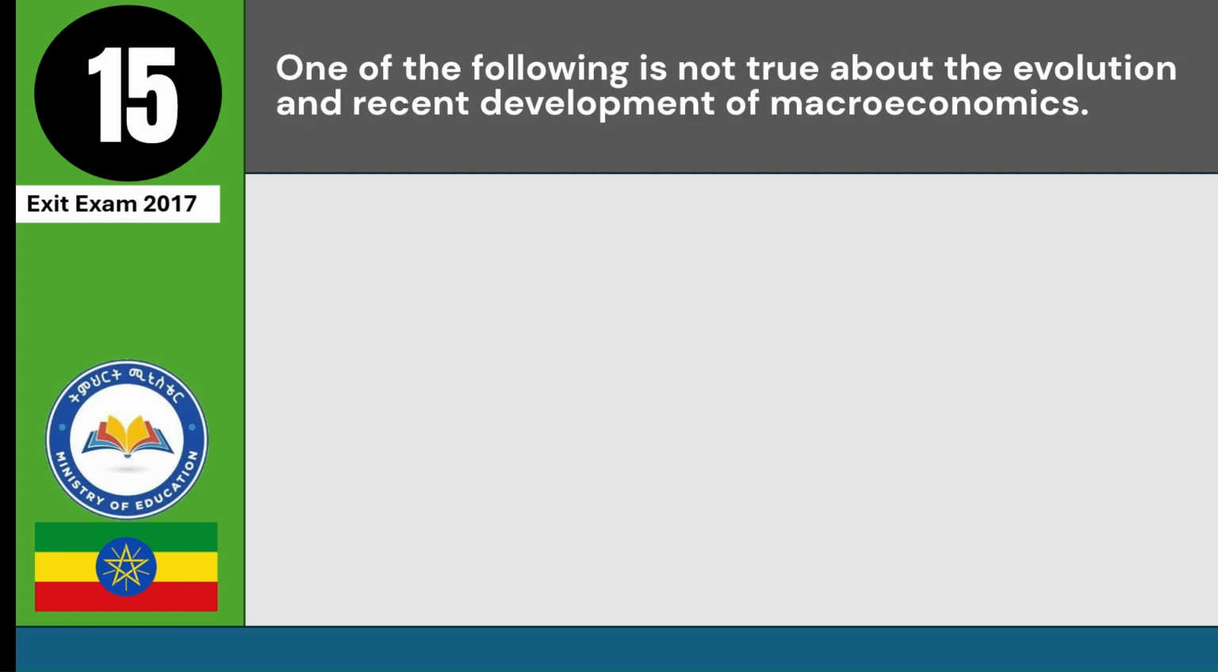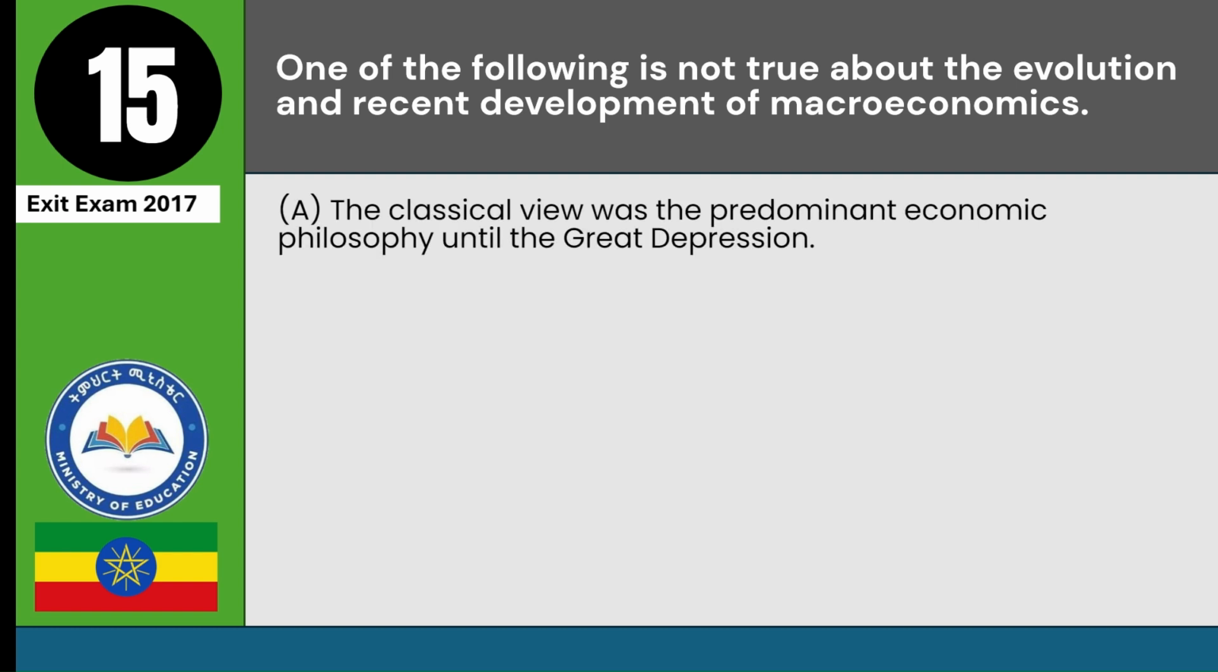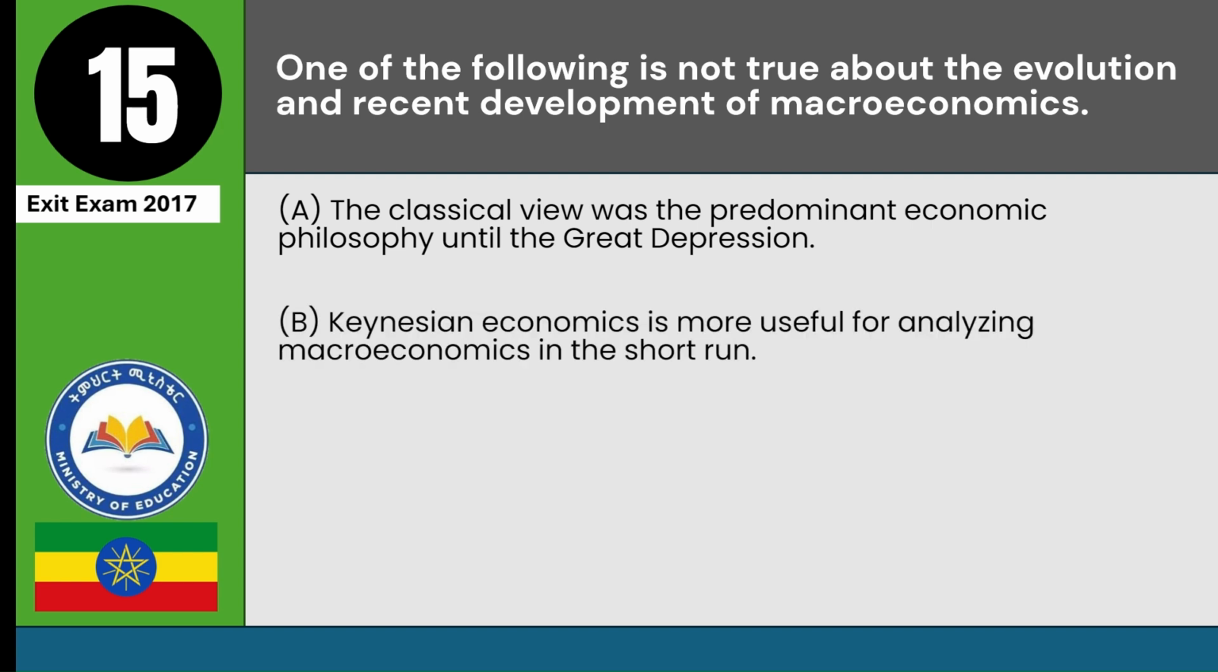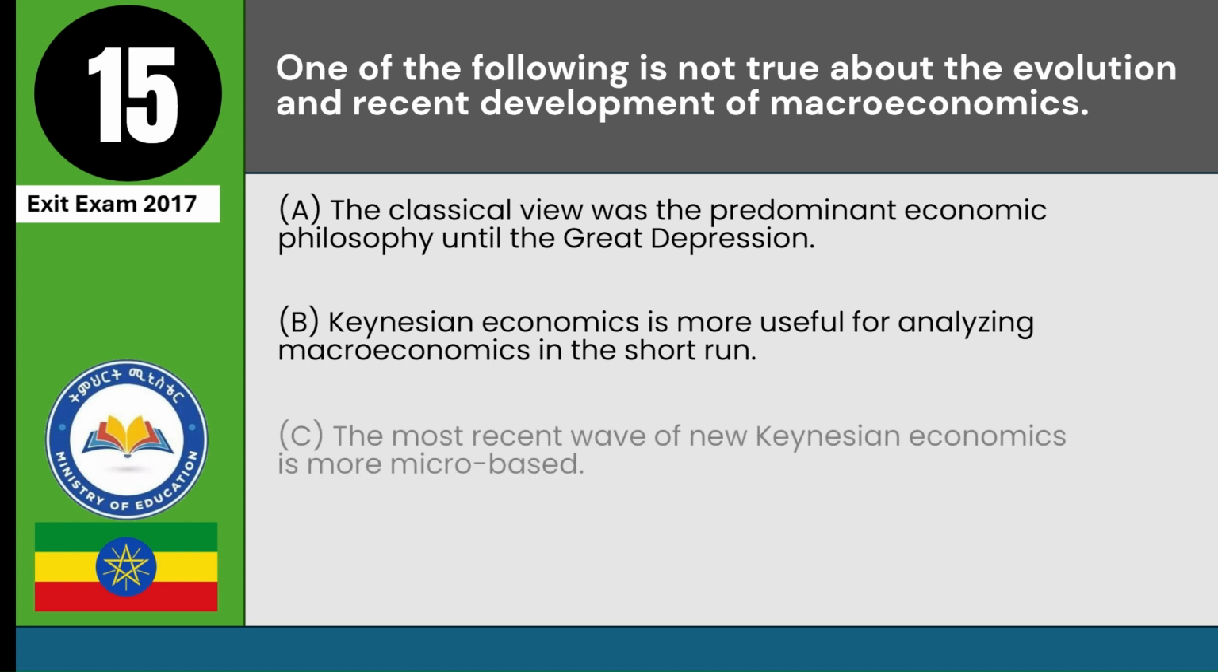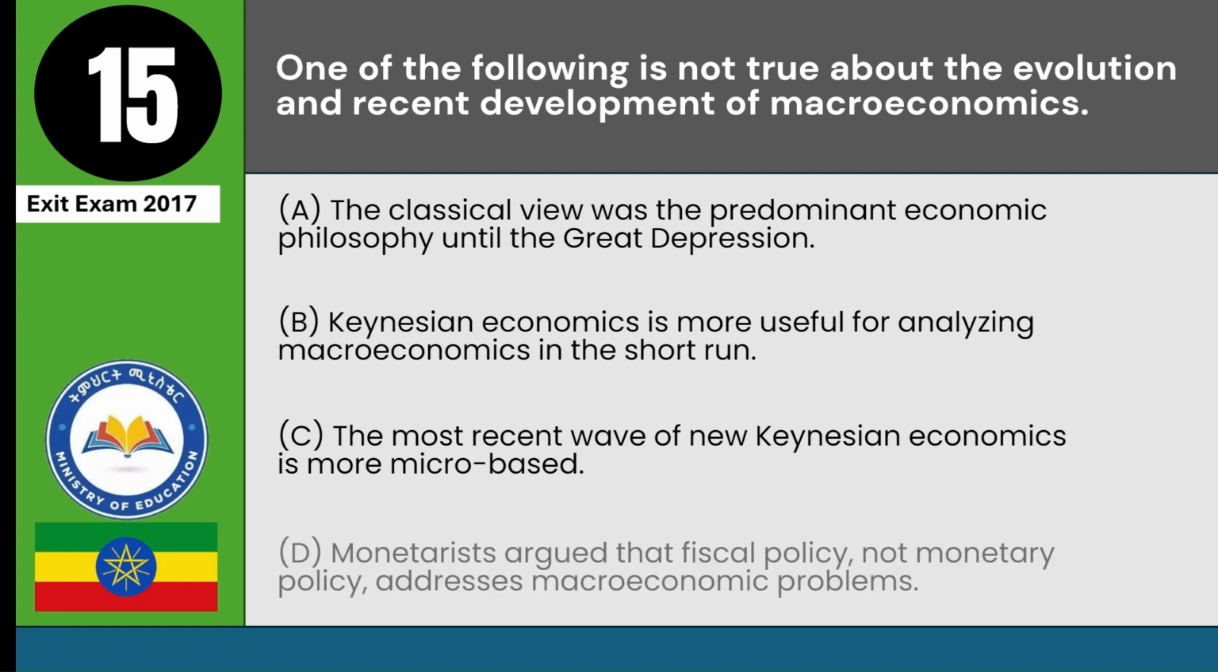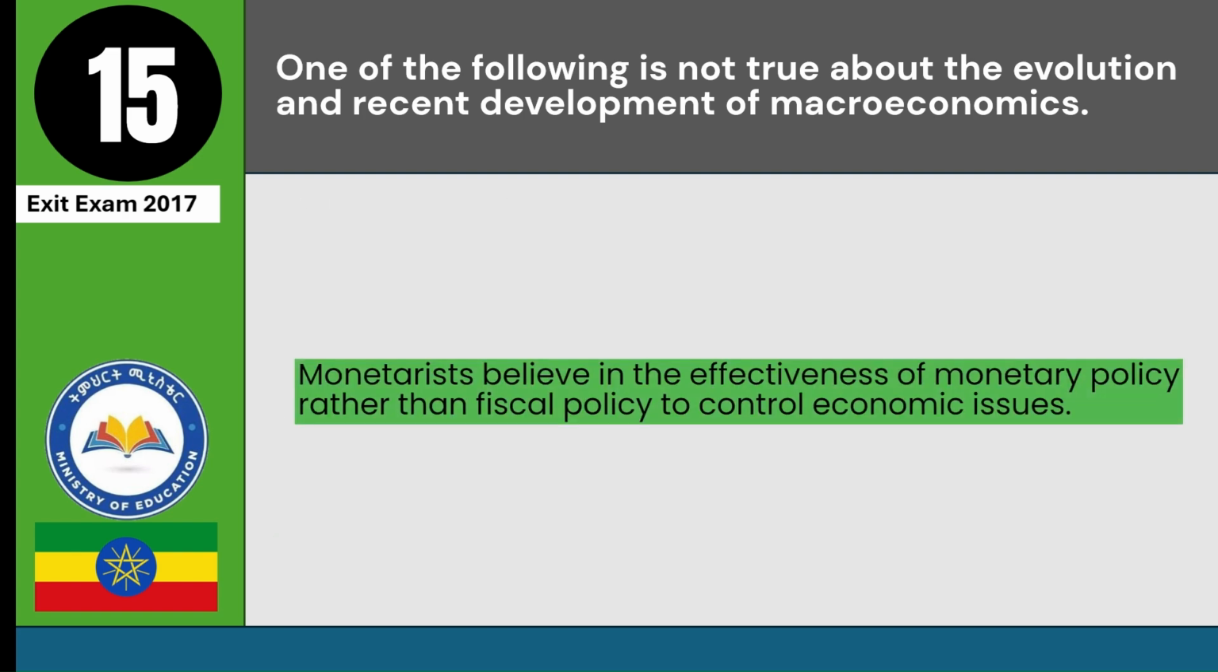One of the following is not true about the evolution and recent development of macroeconomics. A. The classical view was the predominant economic philosophy until the Great Depression. B. Keynesian economics is more useful for analyzing macroeconomics in the short run. C. The most recent wave of new Keynesian economics is more micro-based. D. Monetarists argued that fiscal policy, not monetary policy, addresses macroeconomic problems. Answer D. Monetarists believe in the effectiveness of monetary policy rather than fiscal policy to control economic issues.